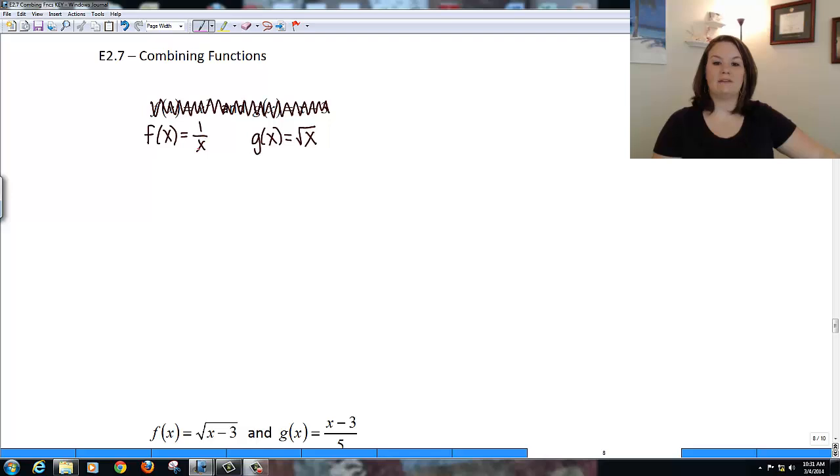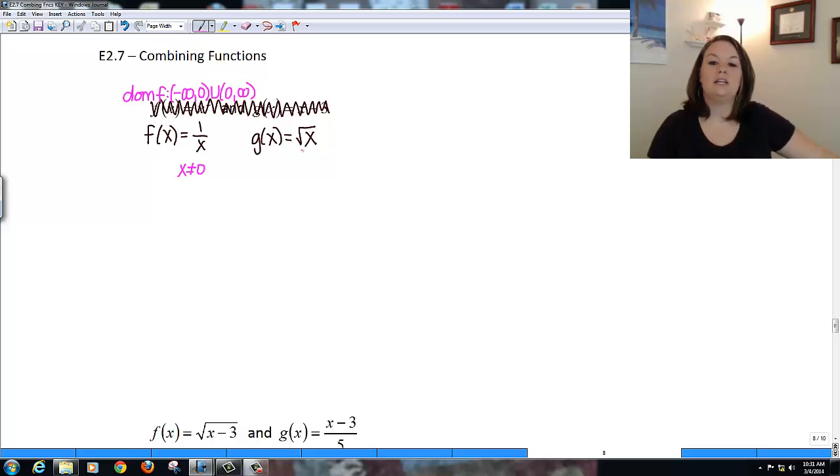Notice f of x, I have a variable denominator. The denominator can't be 0. So I set the denominator not equal to 0 and solve, which here, that just means x can't be 0, right? If x can't be 0, then that means that the domain of f would be negative infinity to 0, and then 0 to infinity. So basically everything except 0.